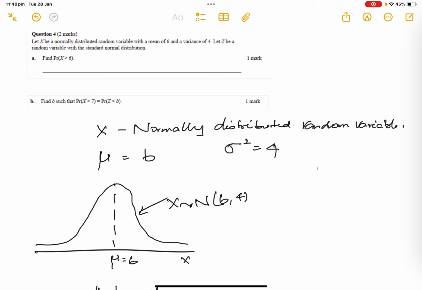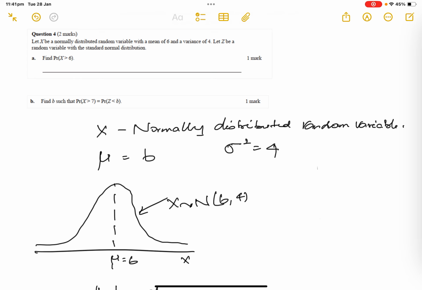Let X be a normally distributed random variable with a mean value of 6 and a variance of 4. Let Z be a random variable with a standard normal distribution. Z is the standard normal distribution. X is the normally distributed random variable. Question 1: find the probability X greater than 6.